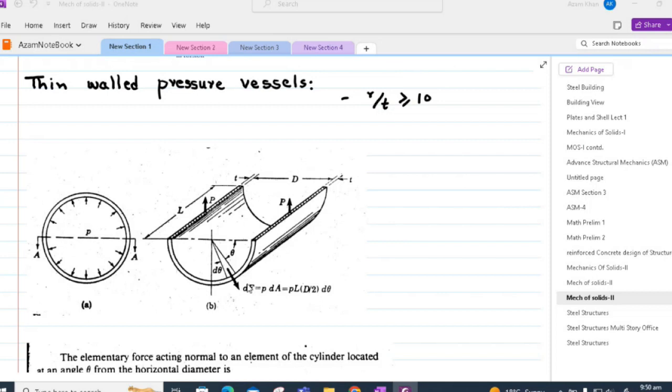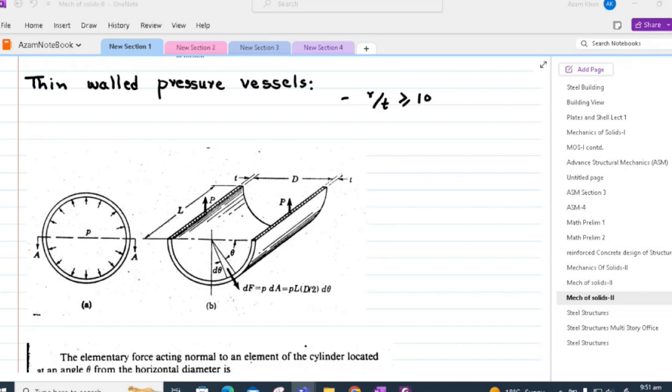In the case of a thin walled vessel, the stress distribution throughout its thickness is considered not varying significantly. Hence, we assume that the stress distribution within the thickness is uniform. Using this assumption, we can analyze the state of stress within thin walled cylindrical or spherical pressure vessels.